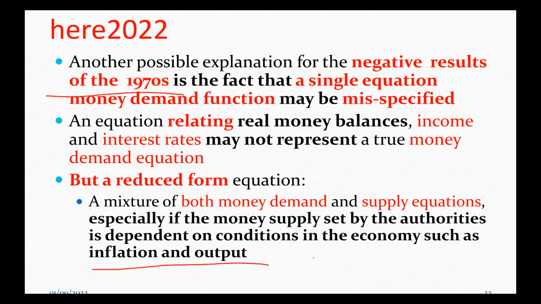Yes. So the real money balances, income, and interest rate may not represent a true money demand equation, but may represent a reduced form equation, that is a mix of both money demand and supply equations, especially if the money supply set by the authorities is dependent on conditions in the economy, such as inflation and output.